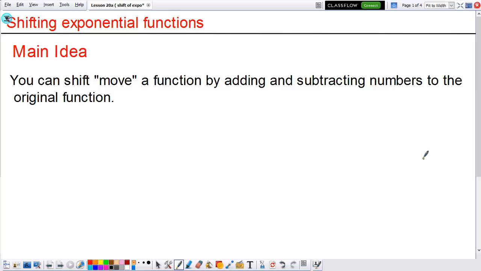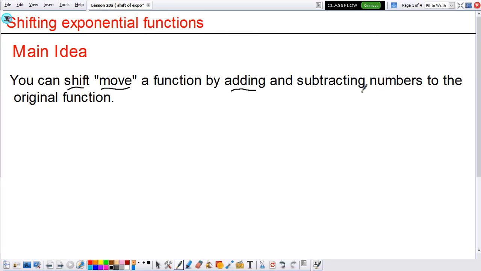Today, we will see how we can shift exponential functions. On the previous lesson, we were concentrating on logarithmic functions, but now we're going to concentrate on exponential functions. Again, the idea here is that we can shift, and shift is just another fancy way to say to move. So we can move functions by either adding or subtracting numbers in specific places.